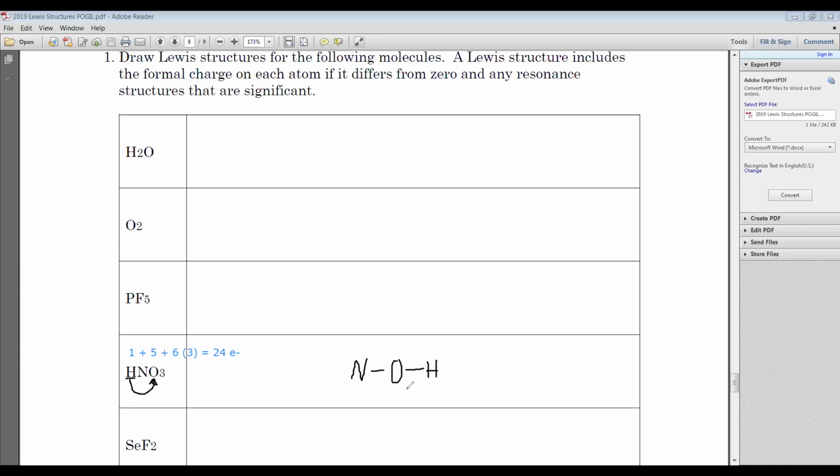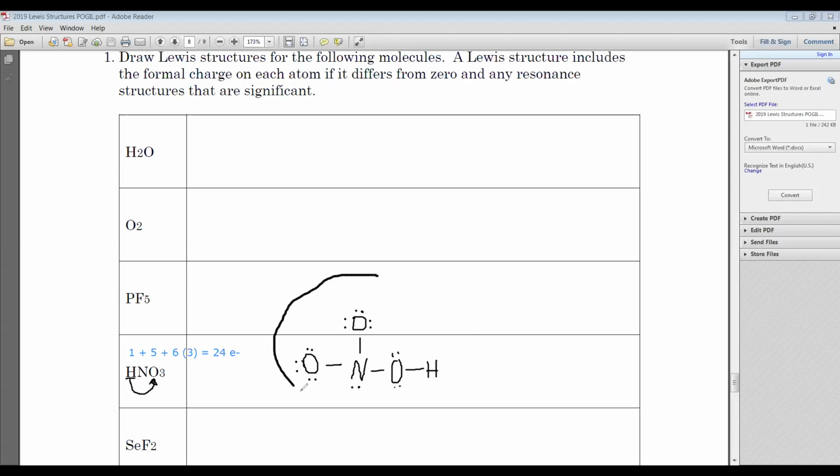We've got nitrogen bonded to oxygen, and we also have the oxygen bonded to hydrogen. Now, the other two oxygens are also going to be bonded to the nitrogen. So here's our base skeletal structure for nitric acid. If I start to fill in the octets, I've got four electrons around this oxygen, so I need four more. I've got six electrons around this nitrogen, so I need two more. I've got two electrons around this oxygen, so I need six more. And the same thing for this oxygen, two here, so I need six more to make eight.